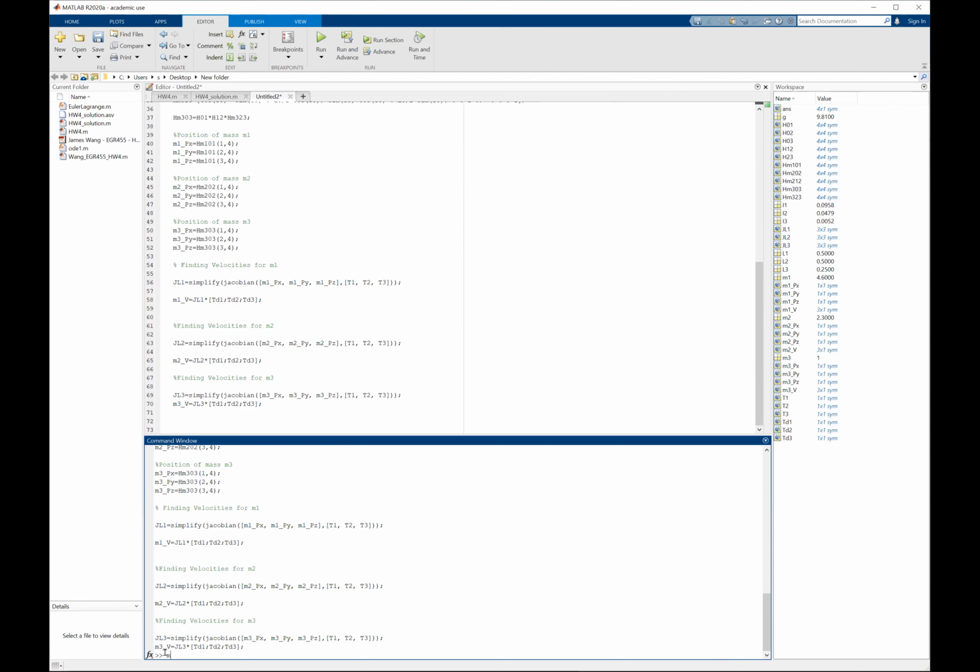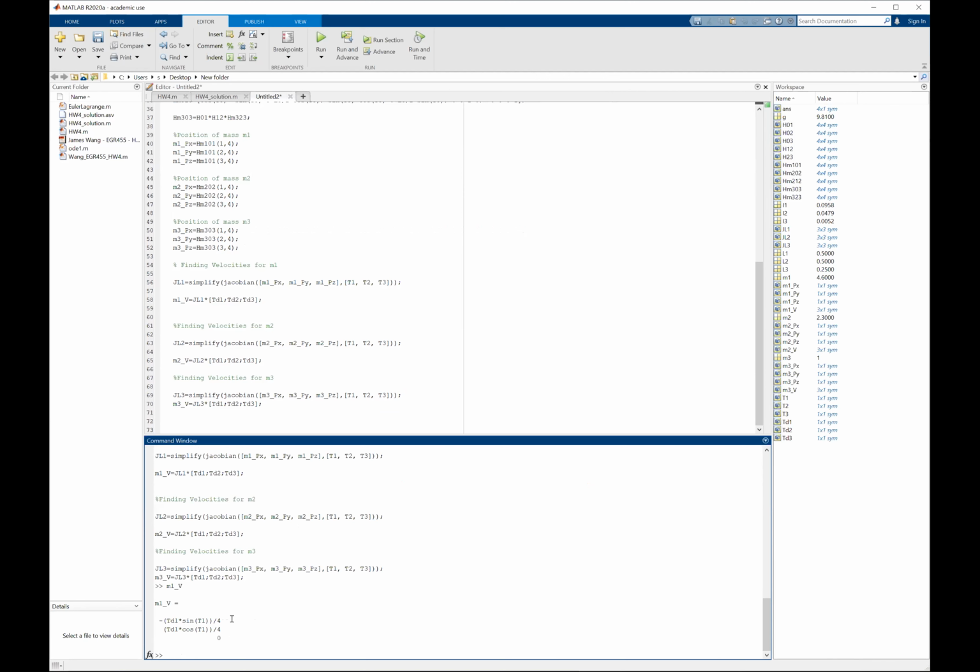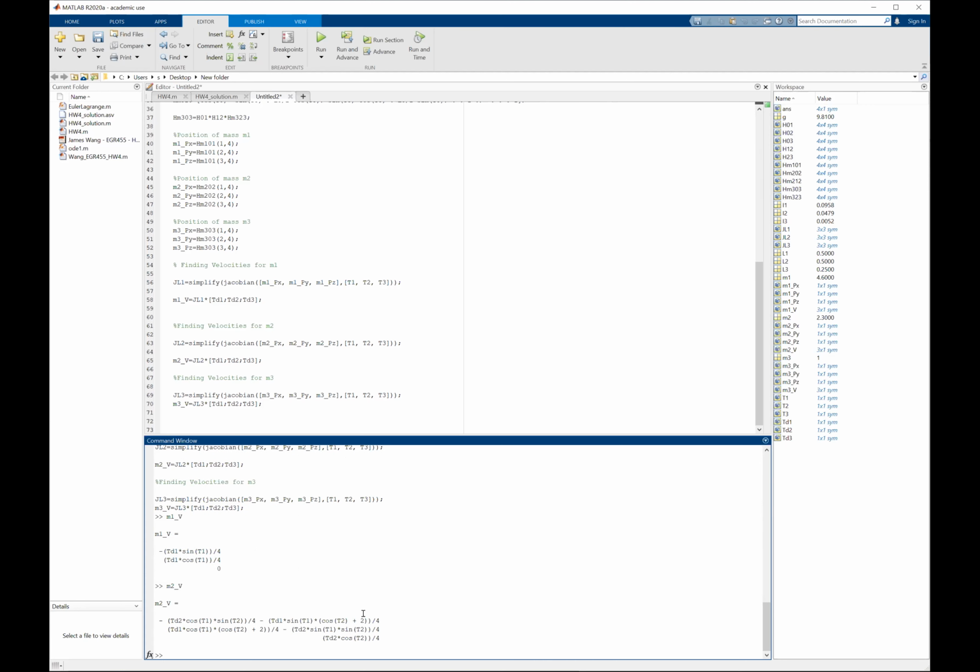So m1_v, this is the velocity in the x direction for mass M1. This is the velocity in the y direction for mass M1, and this is the velocity in the z direction for mass M1. If you do the same thing for m2_v, this is the velocity of mass M2 in the x direction, in the y direction, and in the z direction.